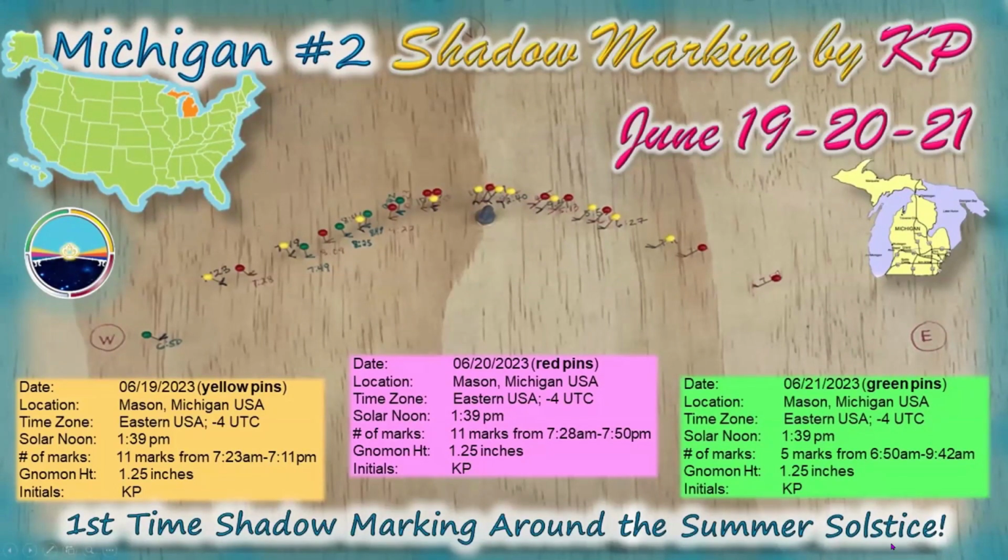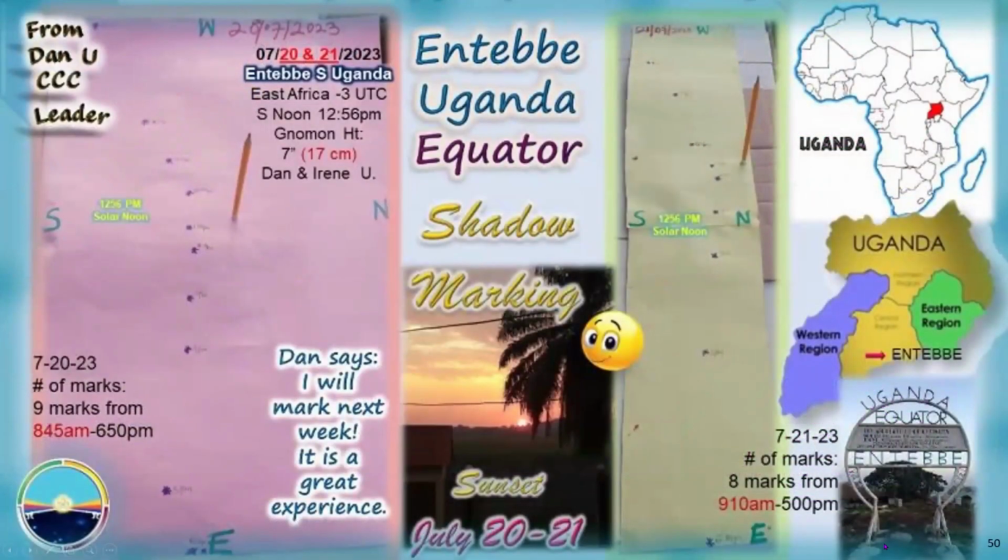It was exciting. All right, we're going back to Africa. This is Dan in Tembe area. This is very close to the equator. There's even one of these signs there that says the equator. This was his first time marking, and he said it was so much fun. I will mark next week. It is a great experience.